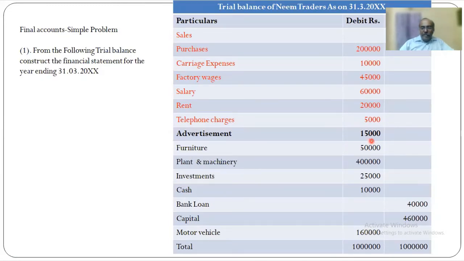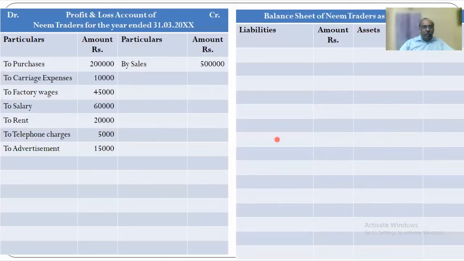Here also money is spent, and this is current year spending only. So put it in the expense side of the profit and loss account. So these are all expenses, and we are putting them in the expense side of the profit and loss account.